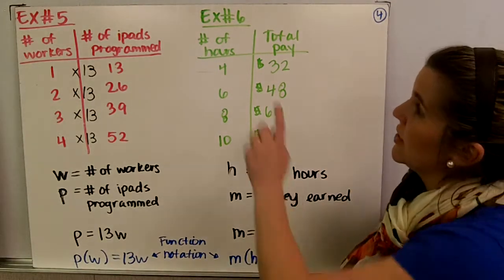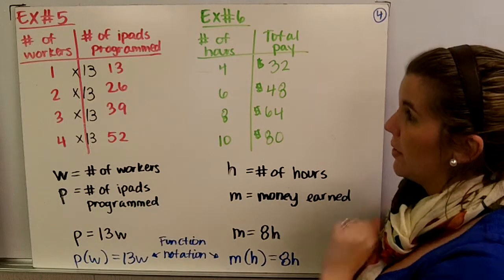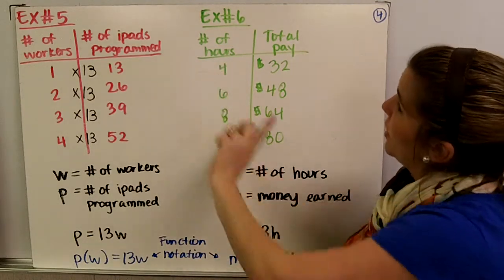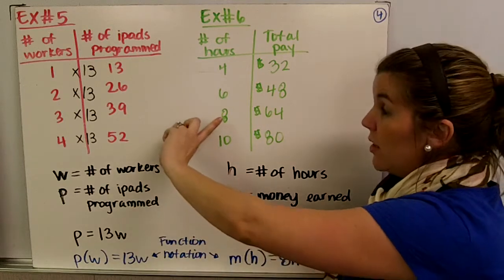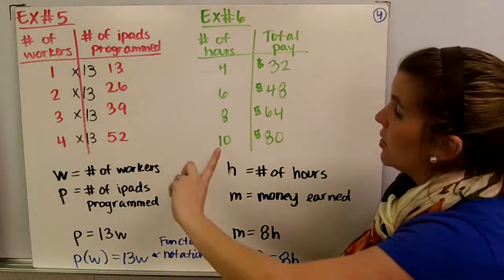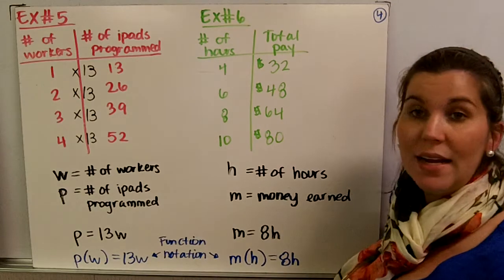All right, example 6. Number of hours and total pay. So if you work 4 hours, you make $32. If you work 6 hours, you make $48. If you work 8 hours, you make $64. And if you work 10 hours, you make $80.